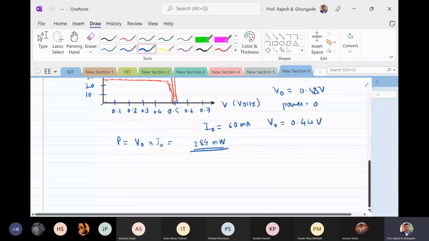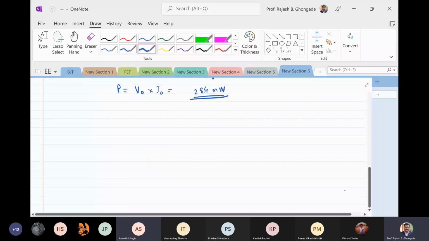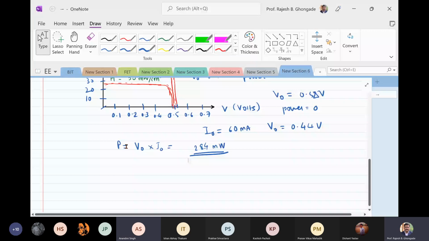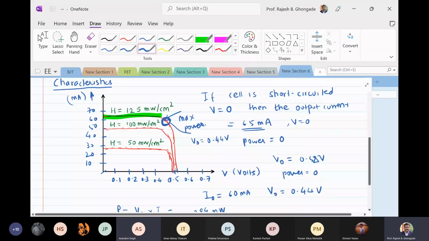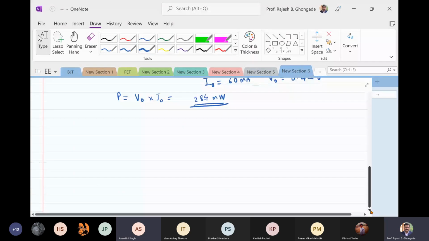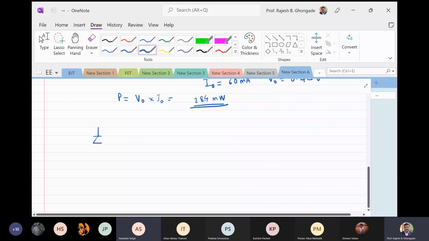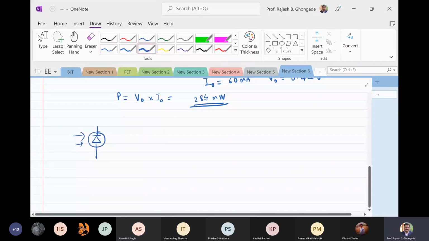So we have to make arrays of these solar cells. At the same time, to get the maximum power output, you need to operate it at this maximum power point. This is a very important consideration. When we are supposed to make an array of such devices, we can simply, this is basically the symbol again. It's just like your photodiode. So we make an array out of this.